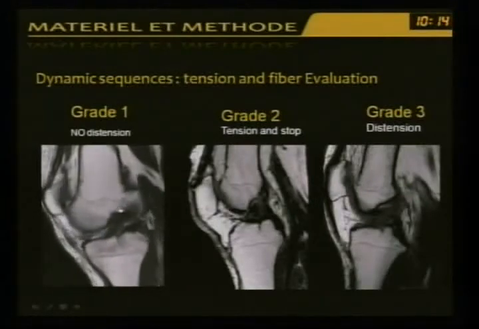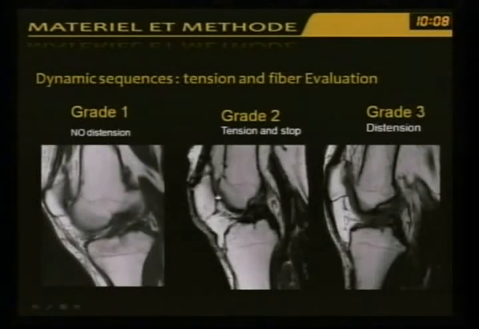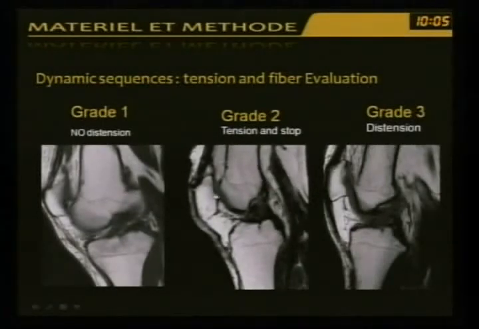On the grade 2, you have the tension, it moves, it increases the anterior tibial translation, but it stopped. So it means that in the partial tear there is an elongation of the ACL remnant or the ACL bundle, but it's still efficient in terms of functional things. And the grade 3, when you push the tibia, you have a global distension. We call that the chewing gum or the gum aspect.